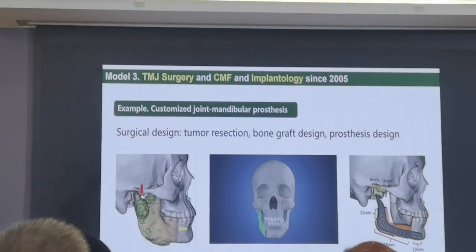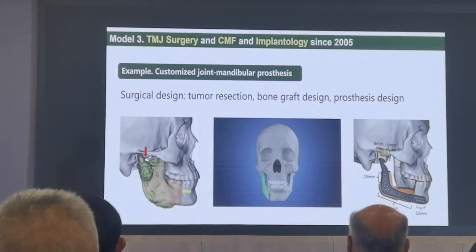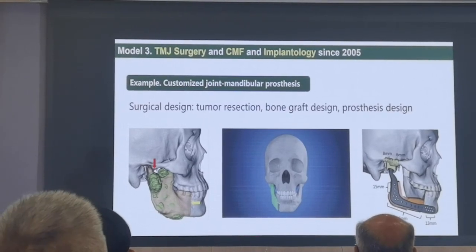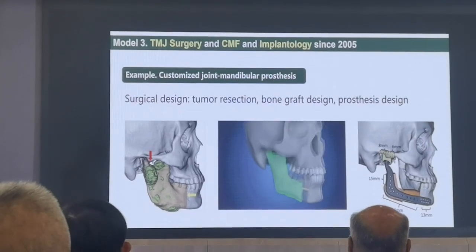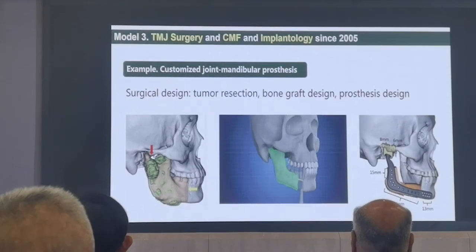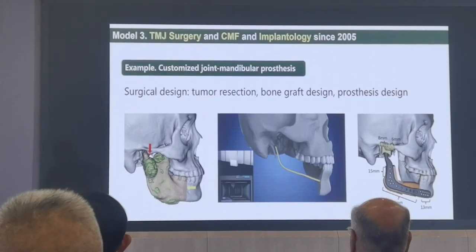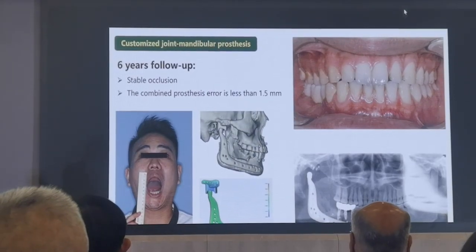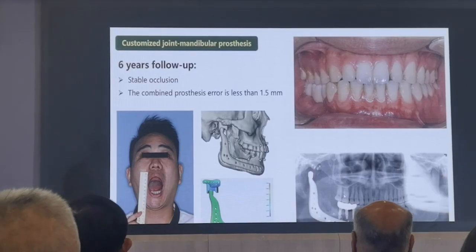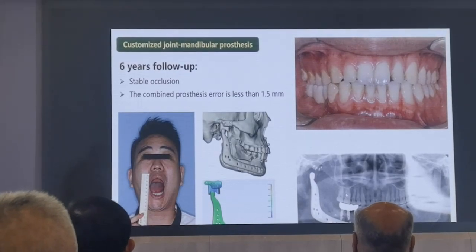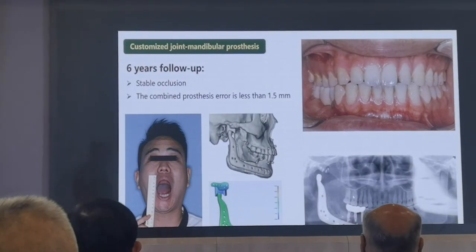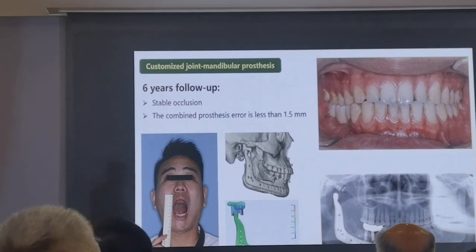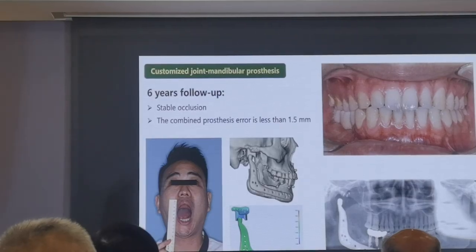And model 3 can be surgery and the same as the puncturing and the implantology, for example, a minor joint prosthesis, that is before. And that is the design. Okay. And we follow up 6 years later, you can see the stable occlusion and the mouth opening is very wide. That is the result.